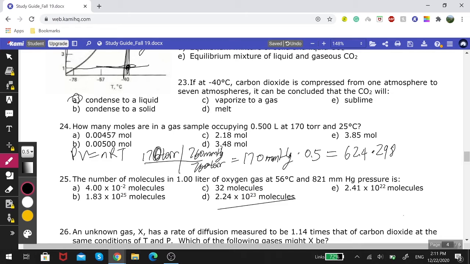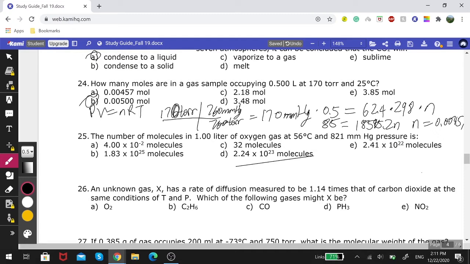And we need to multiply that by the number of moles, N, right? So 170 divided by 2, which is 85. 85 is equal to 62.4 times 298, which is 18595.2 N. Divide both sides by that. 85 divided by this, we get the number of moles as 0.00457, which is about B.